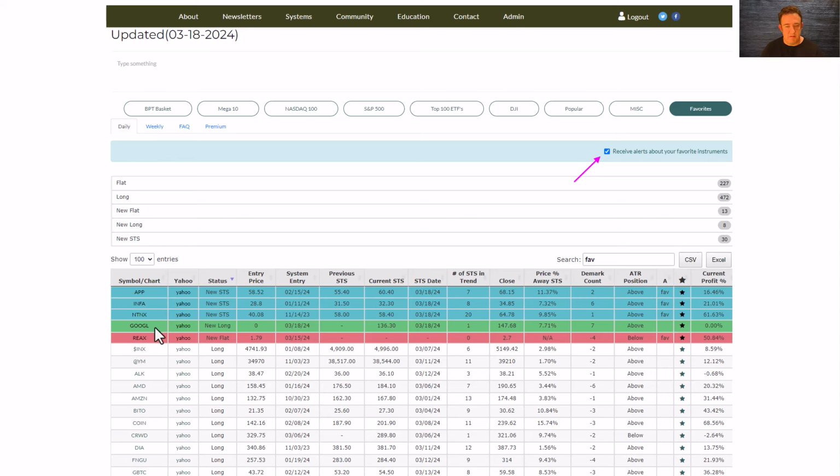Also, the NTNX up 61.6%. Really nice gains here on a lot of these favorites. Google went long today. I'm not in love with that new long at this point in this market, but we'll see what that does.